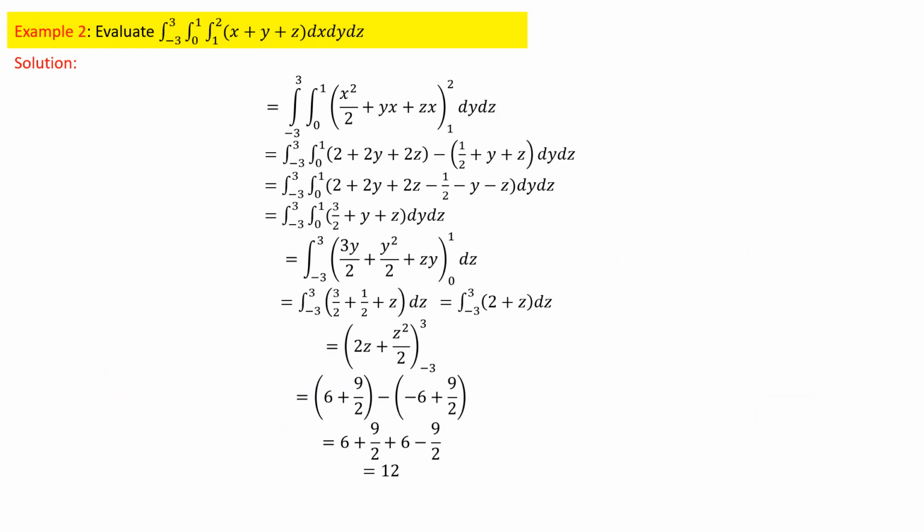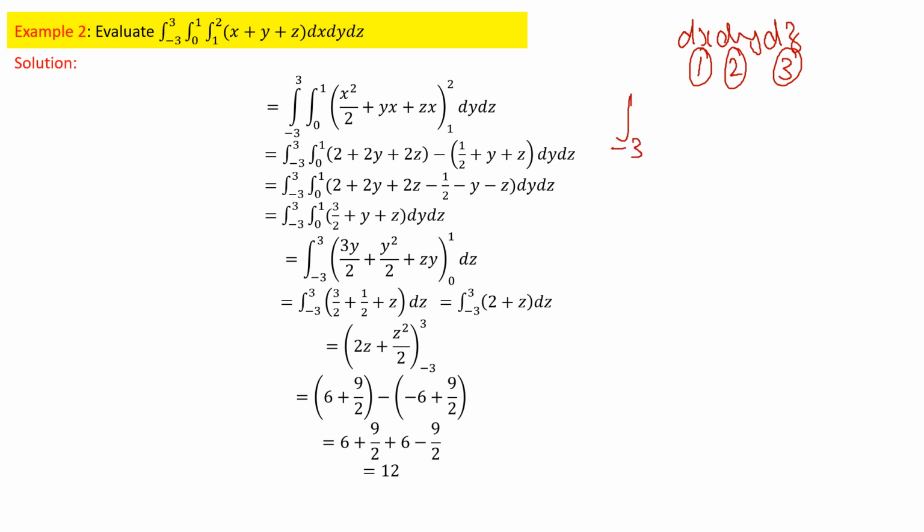Let us discuss question number 2. Question number 2 is the integral from minus 3 to 3, 0 to 1, 1 to 2, of x plus y plus z, and the order of the integration will be dx, dy, and dz. That means first with respect to x, second with respect to y, third with respect to z.